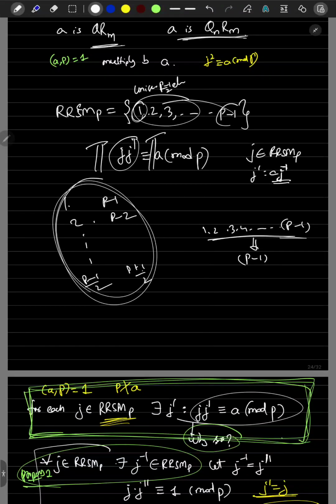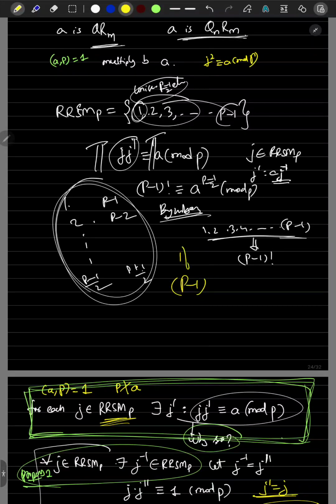So it will look like (P-1)!. Now, π of A, how many times are you iterating π? (P-1)/2. So it becomes A^((P-1)/2) mod P, congruent to... By Wilson's theorem, what does Wilson's theorem state? Wilson's theorem states that if P is a prime number, (P-1)! is congruent to -1 mod P.